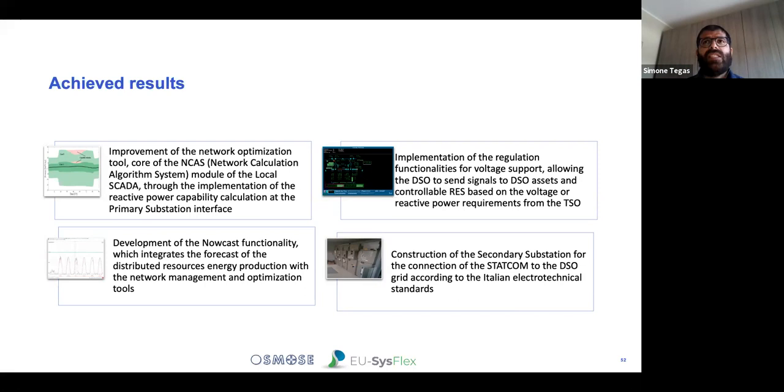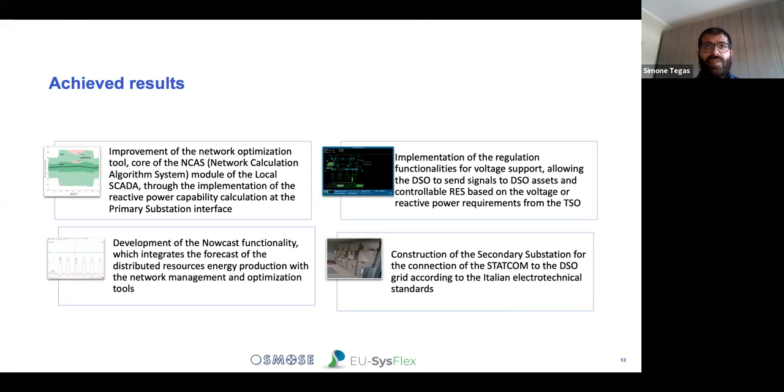two SCADA systems interconnected. We have the central SCADA, which manages the greatest part of our distribution network. And this central SCADA is interconnected with a local SCADA, which is located in the primary substation we are using for the demonstrator. And it is able to manage all the network connected to that primary substation.